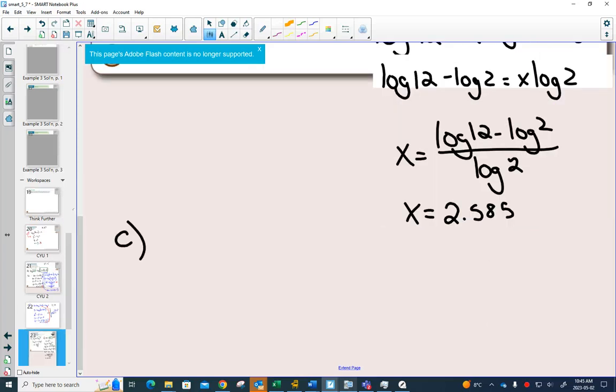And then the most difficult of these exponential equations are ones where there are x's in the exponent. But before I do that, I'm going to re-look at B.